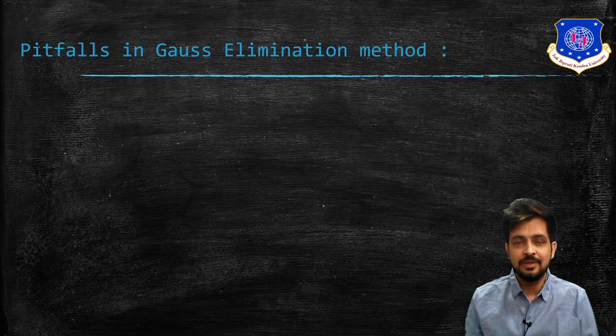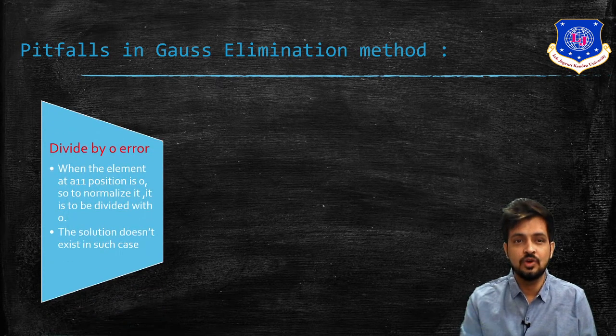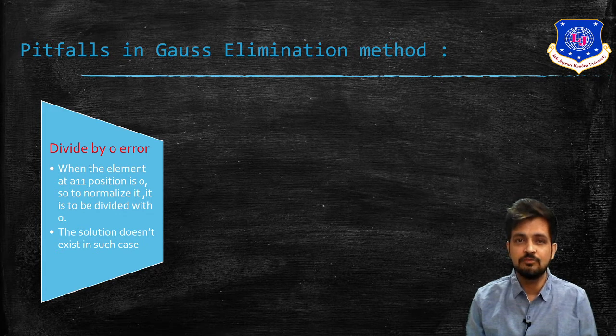You have already studied the Gauss elimination method in calculus, but Gauss elimination will not give the 100% result. There are some pitfalls in the Gauss elimination method. Now, what is the meaning of pitfalls? Pitfalls means the errors, or we can say the disadvantages of Gauss elimination method. There are basically three types of pitfalls. The first one is divide by zero error.